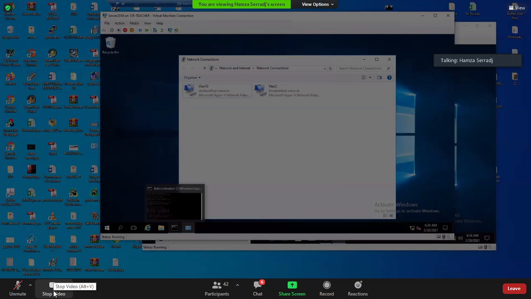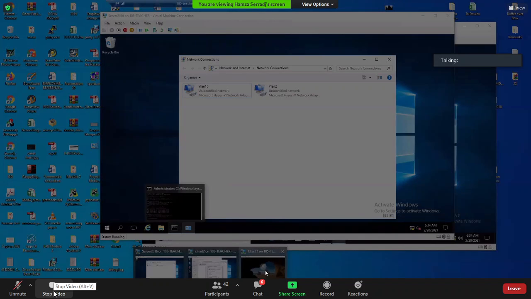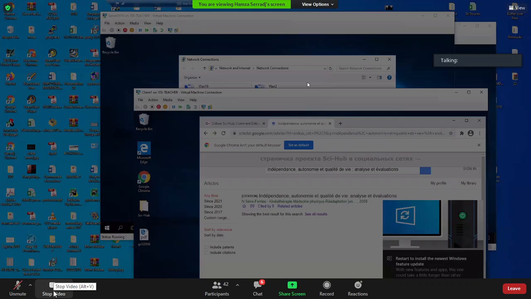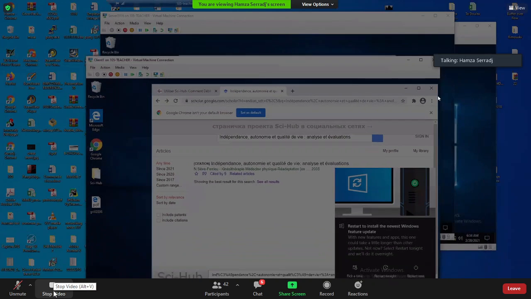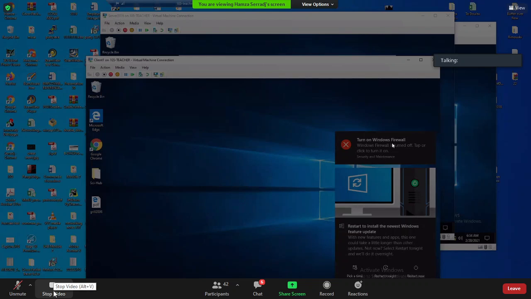Off, and let's go to the last computer. Where is it? Here is my last computer. Yeah, let's do some search here.